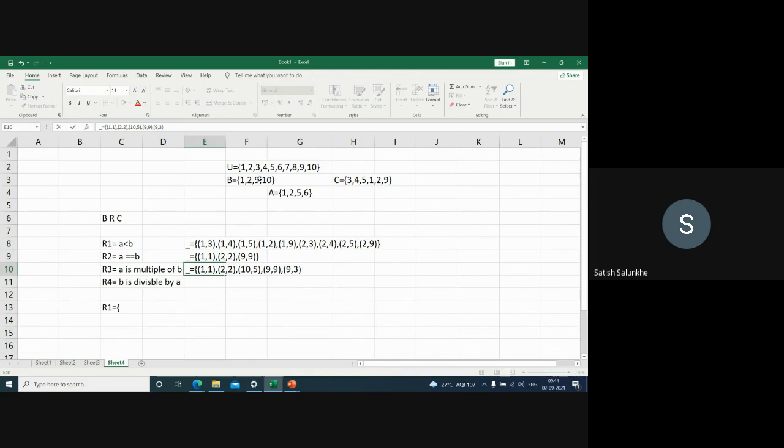So 9 is belonging to B. This 9 is belonging to C. The property is holding. A is a multiple of B. Sir, what is wrong in (10,2)? 10 comma 2. Okay, very good.